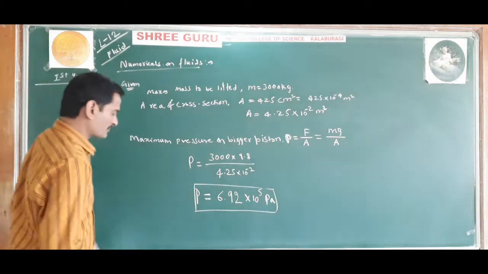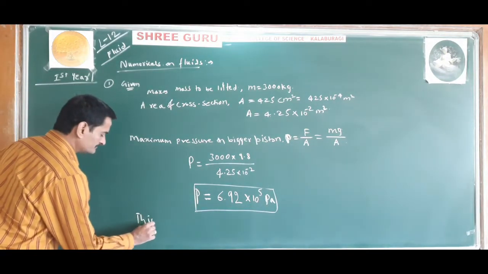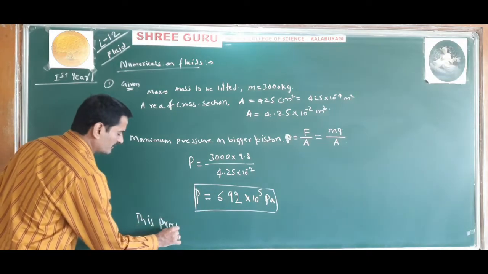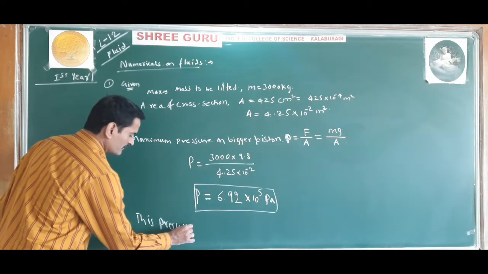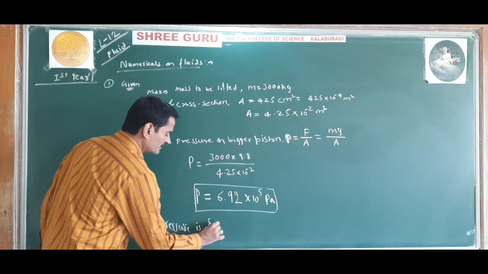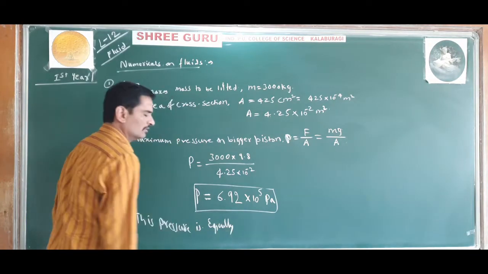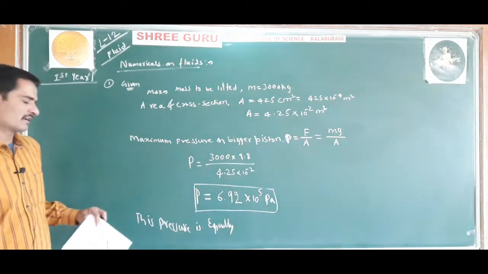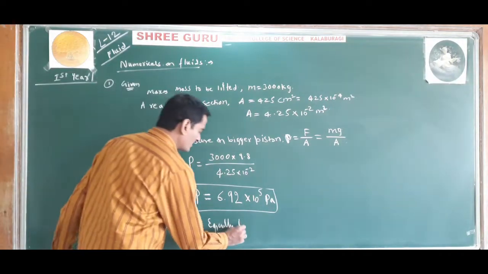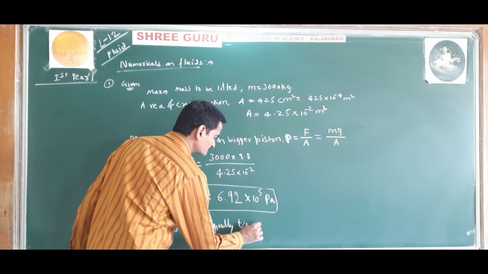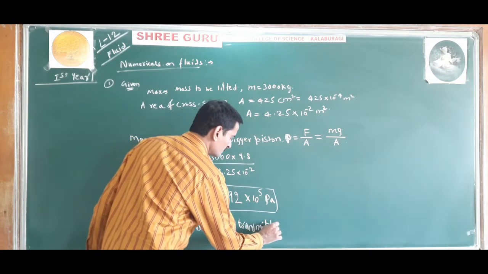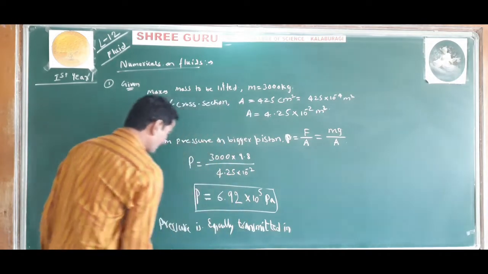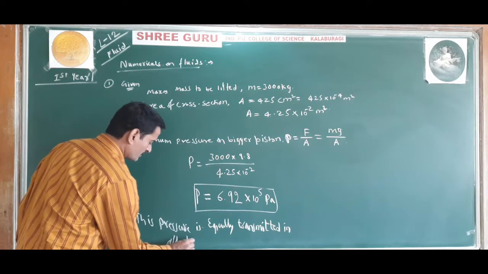Maximum pressure on the bigger piston, and this pressure is transmitted. This pressure is equally transmitted. According to Pascal's law, the pressure is equally transmitted in all directions.